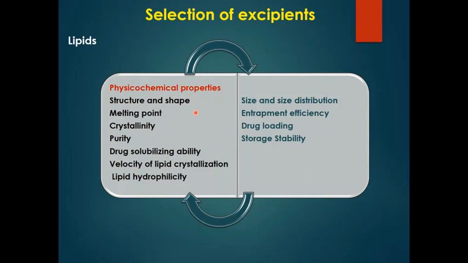And the major property is drug solubilizing ability, which will decide the drug loading. So here the drug solubilizing ability means the ability of the lipid to hold the drug or to solubilize the given amount of the drug. So it is calculated as how much drug is present in 100 mg of lipid. That is called percentage drug loading. So the higher the loading, more amount of drug goes into the lipid and more dose can be delivered.